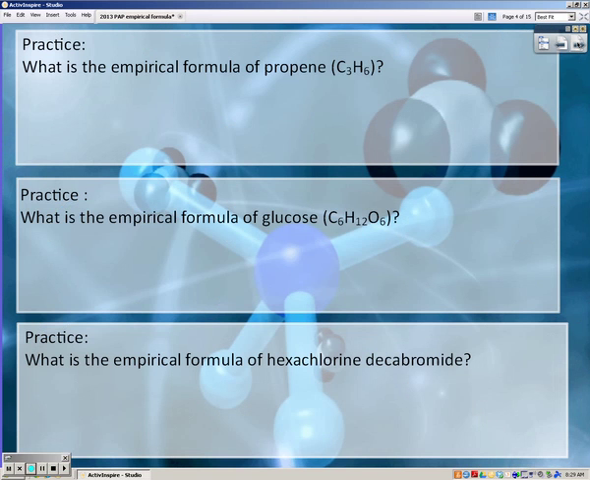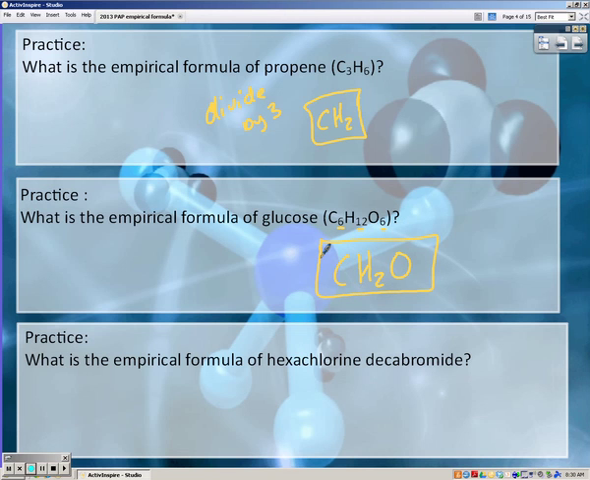So in this first one, it says, what's the empirical formula of propene? So you've got to figure out what that reduces down into. If you notice, 3 divides into both of those numbers, and so we get CH2. Go ahead and pause the video and try the next 2 on your own. Glucose, if you look at it, we have 6 that goes into all of them, and so CH2O.